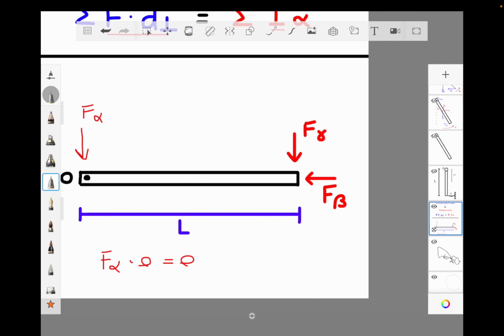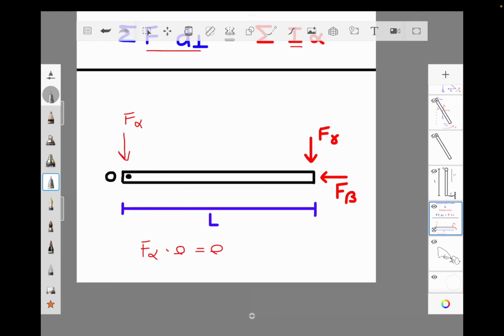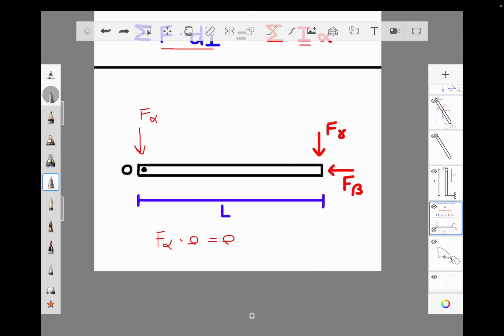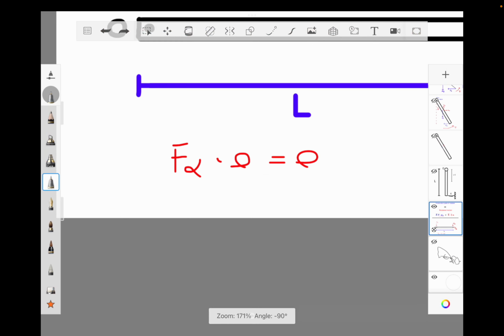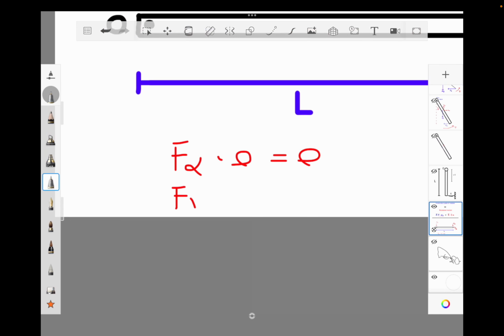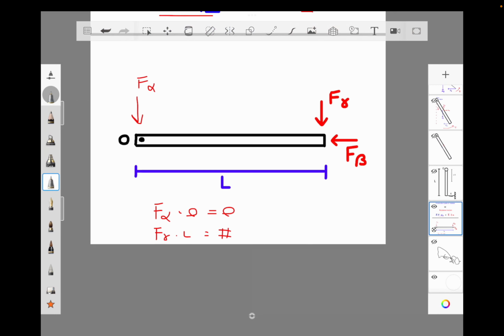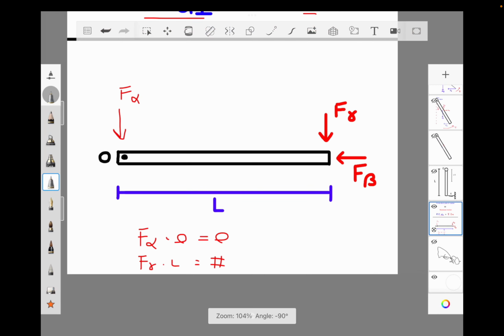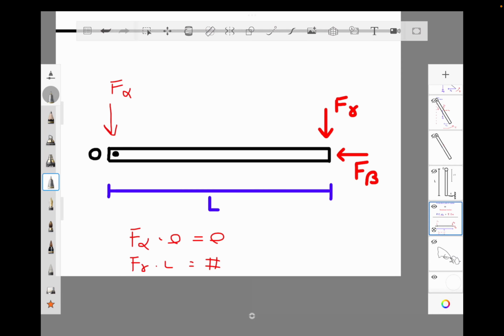And then right here, F gamma is also perpendicular from the point of rotation, right? It's pointed right here. And so the distance itself is L, so the torque from that would be F gamma times L, which is, I don't know, a number. And then for F beta, the force acting on the point of rotation is not perpendicular, and so therefore there'd be no torque generated, right?